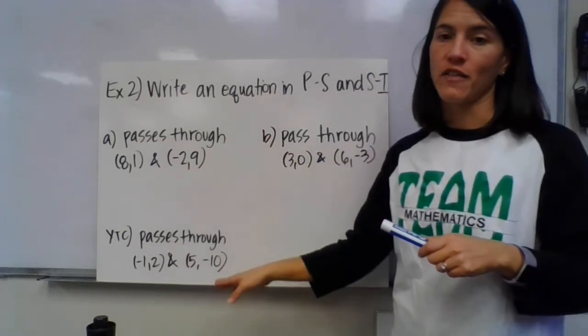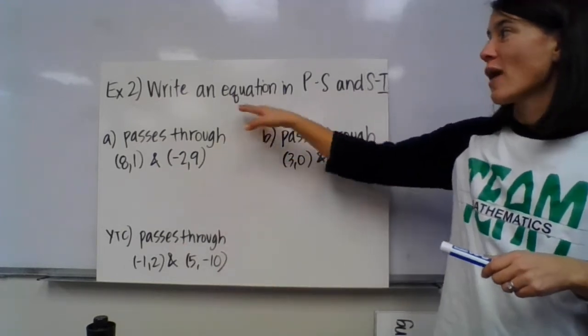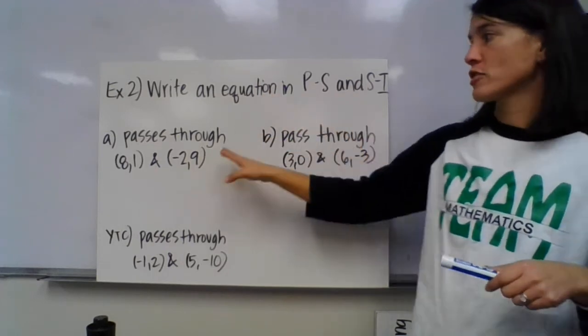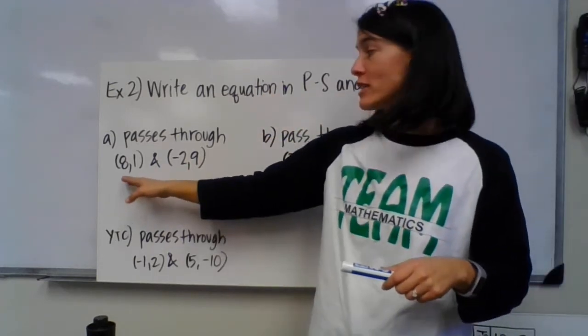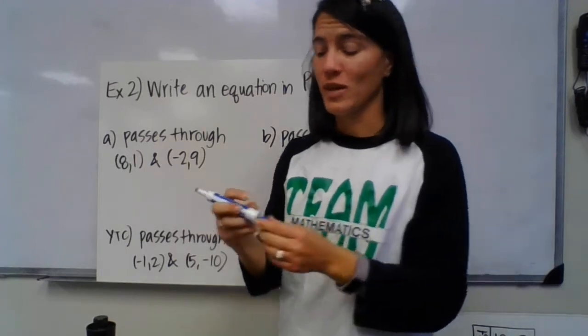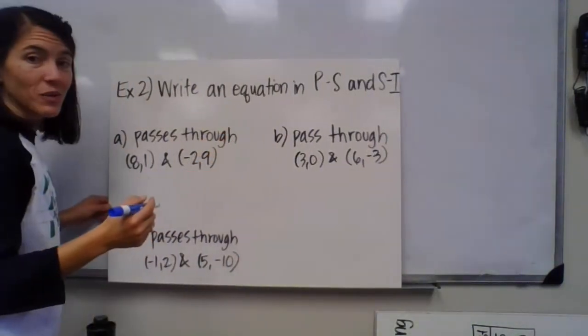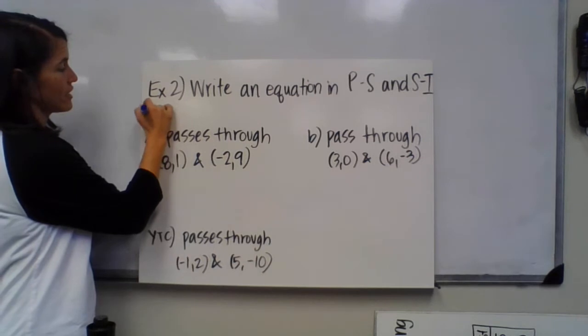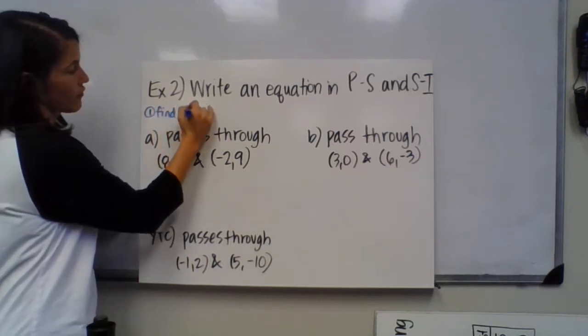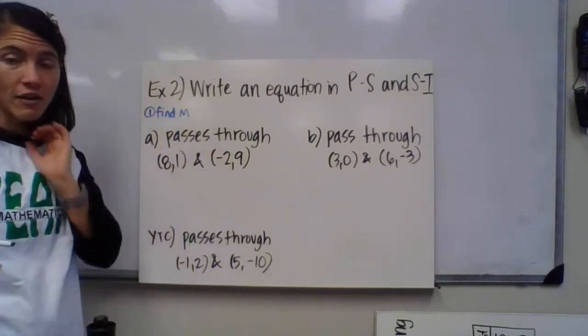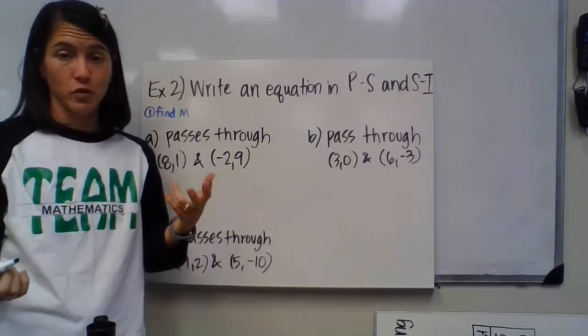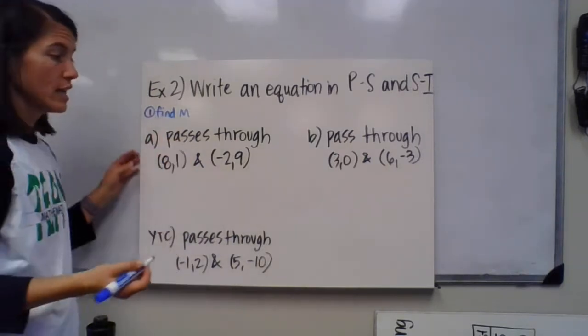So we have 2 together and then a you try. So A, write an equation in point slope and slope-intercept if it passes through these 2 points, (8, 1) and (-2, 9). So here is what we're going to do. First, we need to find m. All right, so we have 2 points. You know a slope formula. You've already taken a quiz on a slope formula.